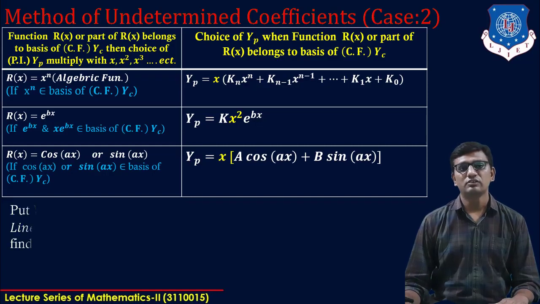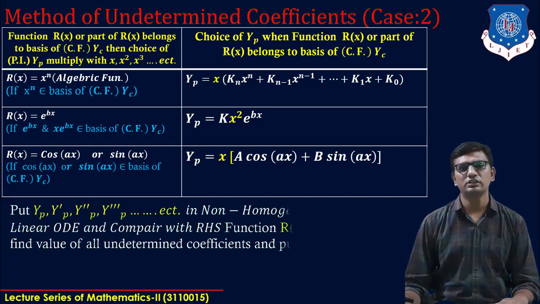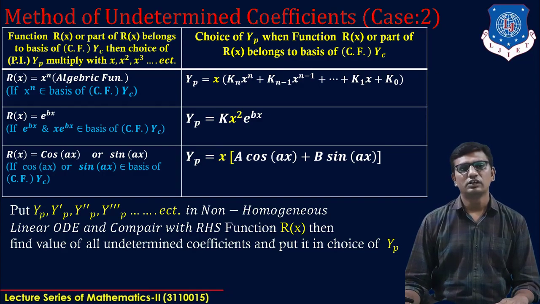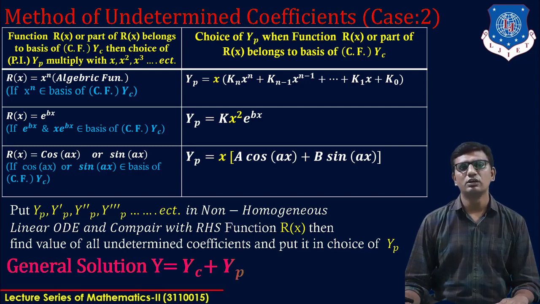Now we will find Yp, Yp dash, Yp double dash and put them in the non-homogeneous differential equation and compare with the right hand side function R(x). Find the value of each undetermined coefficient and put it in Yp. That is our proper particular integral according to R(x). Now our general solution is y equal to yc plus yp. So this is case number 2: when R(x) or any part of R(x) belongs to Yc, then we multiply our choice by x, x², x³ and so on, according to the basis of Yc.